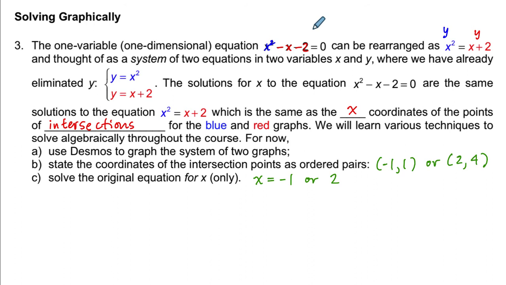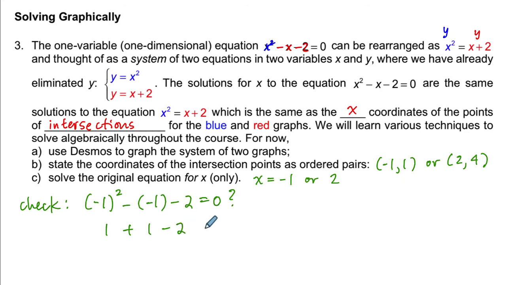It's a good idea to check our solutions. We want to make sure that replacing x with -1 makes the equation true. (-1) squared minus (-1), take away 2. We're wondering, does that equal 0? We get 1 plus 1 minus 2. Still wondering, does that equal 0? Now we get 0 equals 0, which is true. And that was true for the value of x equal to -1. So we know that that's a solution.